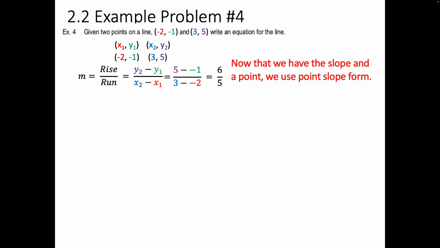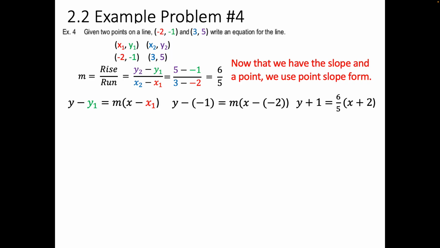So now we have the slope and we have a point, so we can use the point-slope form. So I'm going to use x1, y1 there. And so I'm just going to plug in my values. y minus y1 equals m times x minus negative 2. I know what my m is. It's 6/5. And y minus negative 1 becomes y plus 1. And x minus negative 2 becomes x plus 2. So y plus 1 equals 6/5 times x plus 2. There's the equation of the line that goes through those 2 points.